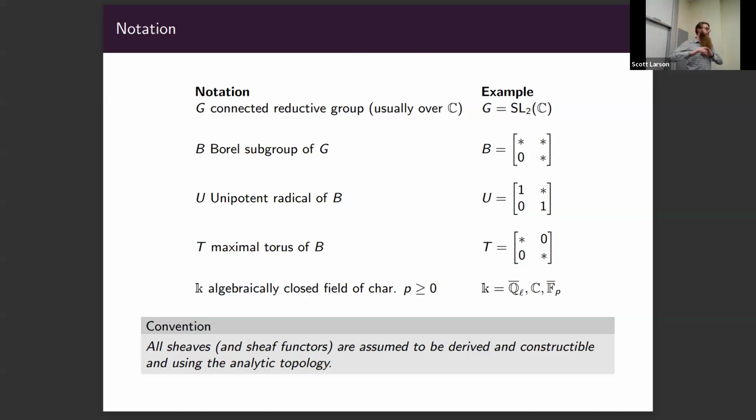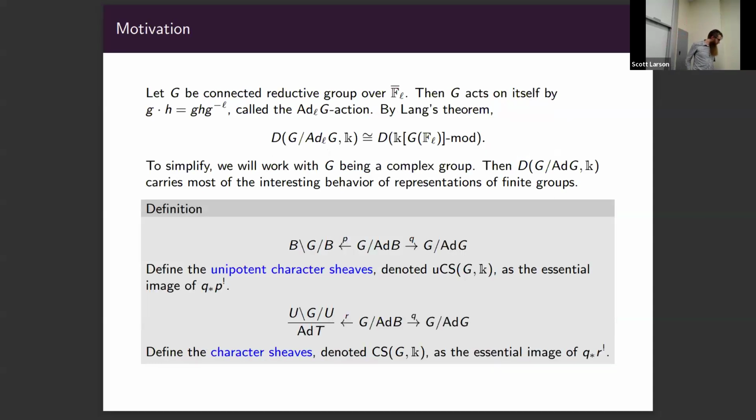I'm also going to be working a lot with sheaves and sheaf functors, and I'm going to try to suppress a lot of the inner workings and technical details. We're just going to say that all the sheaves that we work with are derived, and the topology that will be used is the analytic one. So if you have questions about these as we go, feel free to ask, but we're trying to black box the sheaf theoretic stuff as much as possible. Okay. So with that being said, let me give a brief overview of a modern perspective on what character sheaves are.